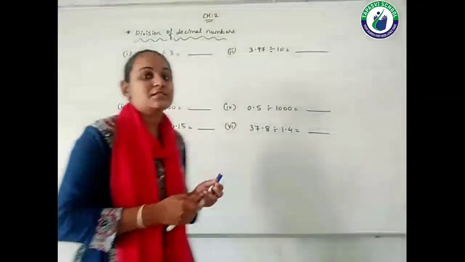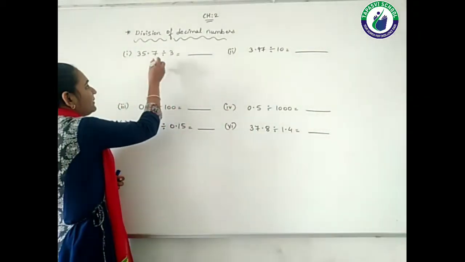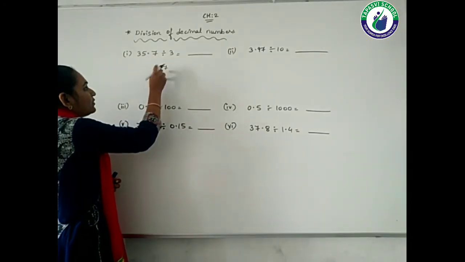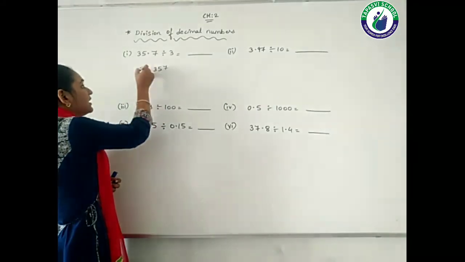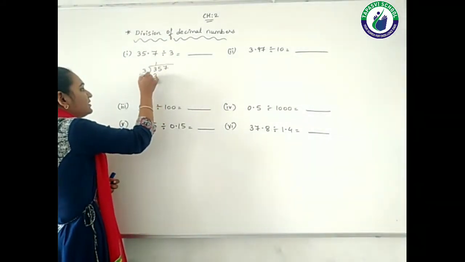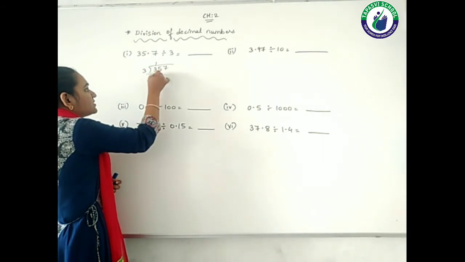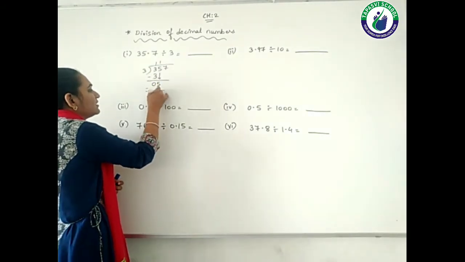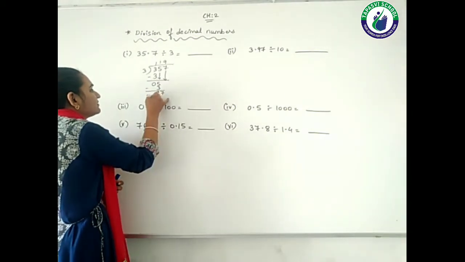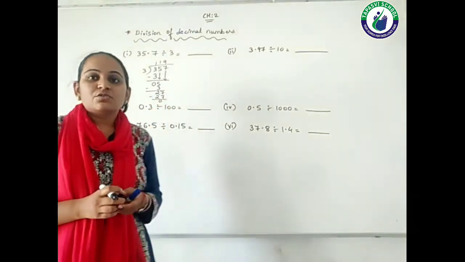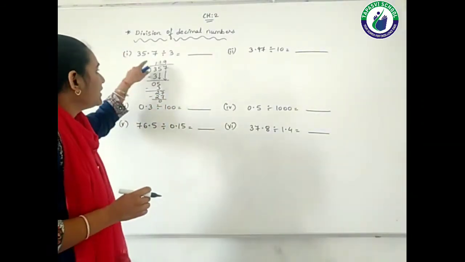So see here the division of this. So 35.7 students. I am right now not including the point here, right? I am only considering it's a simple number. So 3 1s are 3. So bring down this 5. Again 3 1s are 3. Bring down this 7. So 3 9s are 27. Right? So your answer is 119.